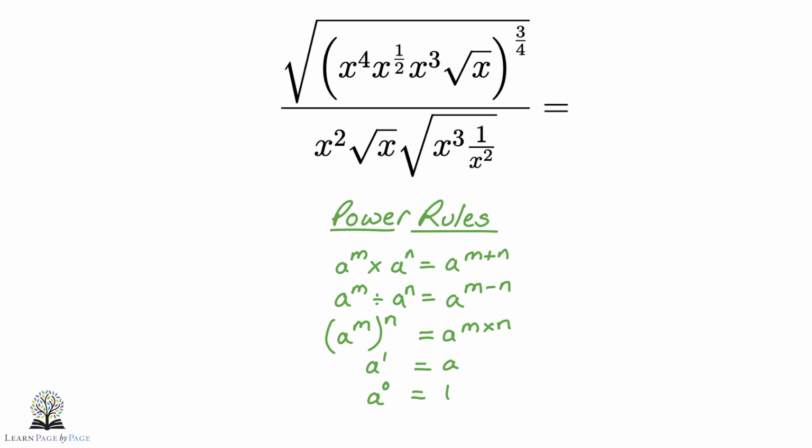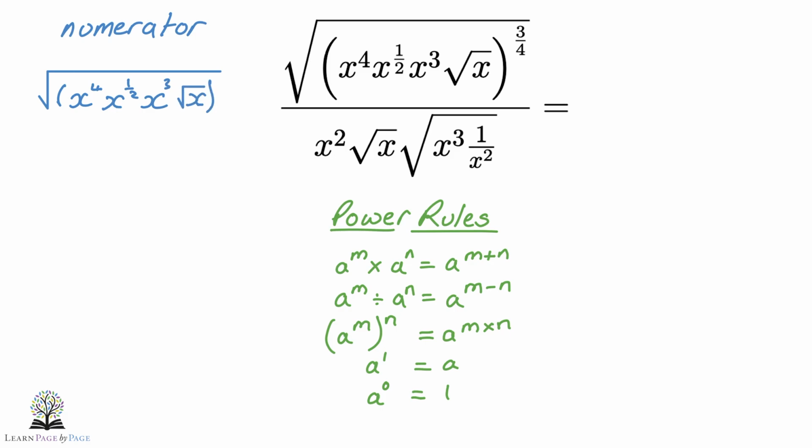I think the best way to do this is let's do the denominator and the numerator separately. We'll start off with the numerator over here on the left, and I'll rewrite it for us. So it's x to the power of 4 multiplied by x to the power of a half multiplied by x cubed multiplied by the square root of x, all to the power of 3/4. I should extend that square root sign. There we are. And if we're following order of operations, we should do what's in that bracket first, shouldn't we?